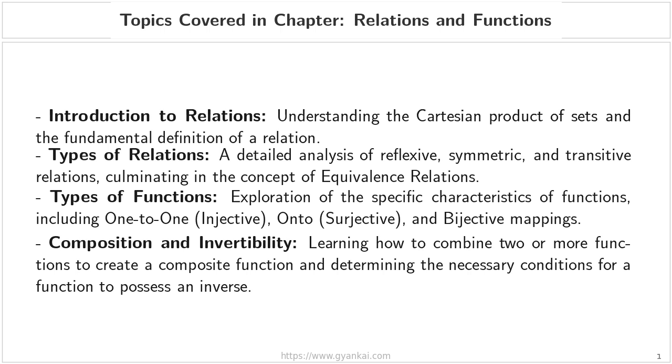Once we have mastered these mathematical concepts, we will look at how they are applied in the real world, from computer science to cryptography.